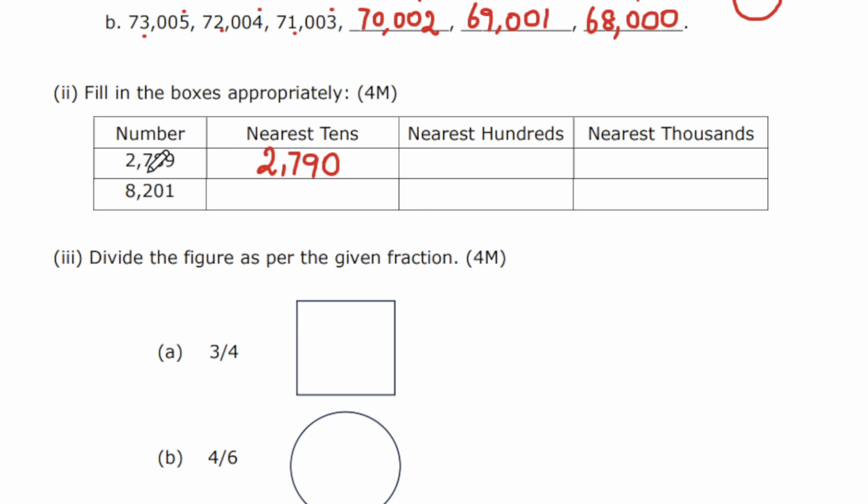And for 100 we have 789. So the nearest 100 is 800. So 2800. And nearest 1000 for 2789 is 3000. In case the number is 2489, then the nearest number will be 2000. Okay, next, 8201. So the nearest 10 here is 8200. Okay, and nearest 100 again 8200. 1000 is 8000.